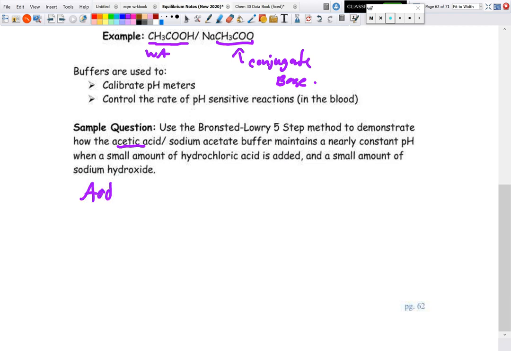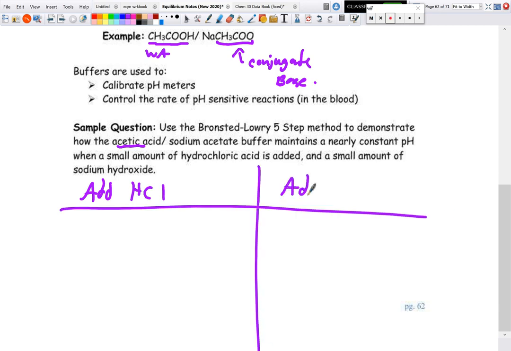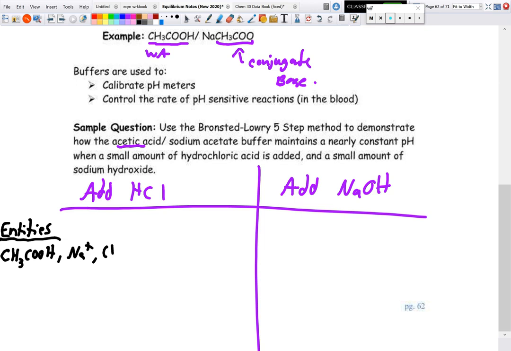So if we add HCl, add NaOH. Alright, so if we add HCl, well, the entities in our system, if we have our acetic acid sodium acetate buffer, so we have our acetic acid, so that's CH3COOH. We have our sodium acetate. And then, of course, if we add our HCl, that's adding H3O+ and Cl-.